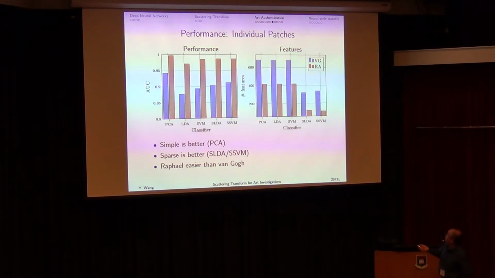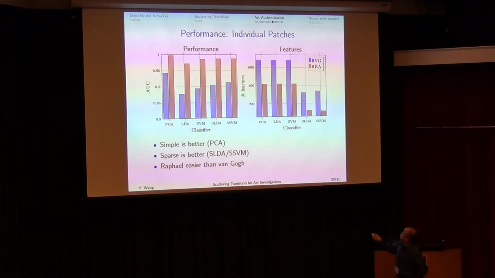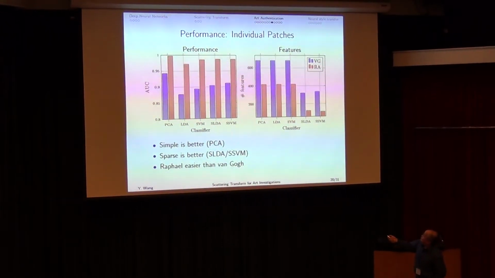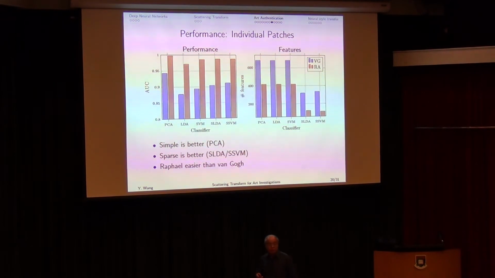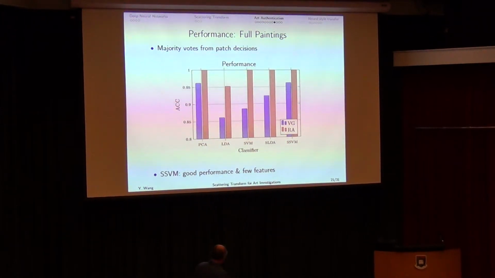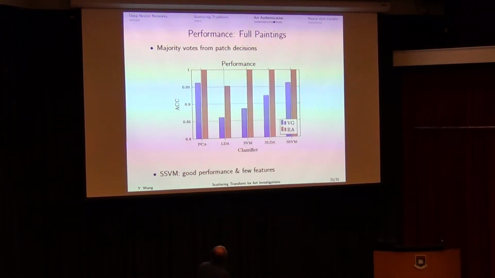This is the performance you could see. So this is the Van Gogh, and you can see for the Van Gogh, the features being used are very large for the classification. For Raphael you use fewer features, but the accuracy is actually very high. We discovered that Raphael is a much easier database to work with. It's much easier for classification. The accuracy is very high. In fact, for Raphael it is 100%.